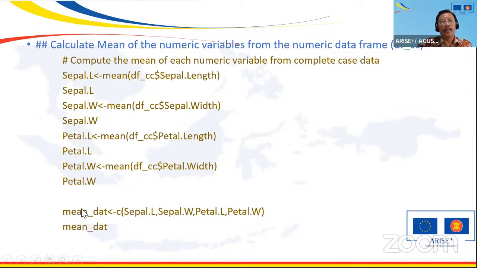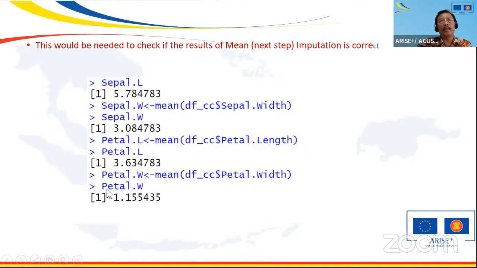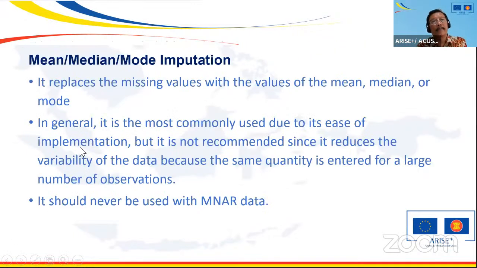And then we print them all together, sepal length, sepal width, petal length. And let's see, yeah, this is the result. This is the mean coming from the complete data set. Okay, so this we can impute to the missing values. So it replaces the missing values with the values of the mean.